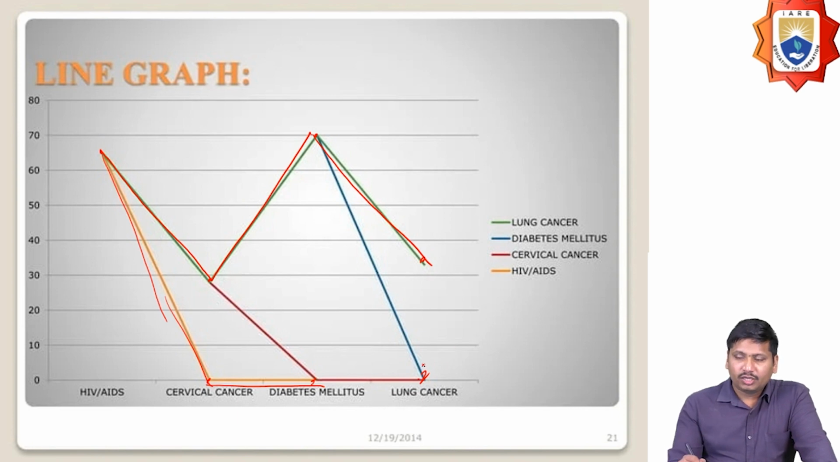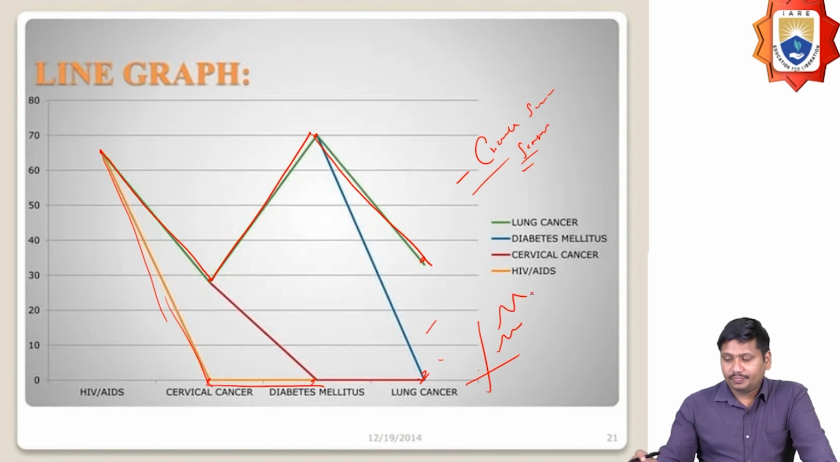Most of these line graphs are seen in many applications like matches, cricket scores, and census. So most people show this type of line graph.